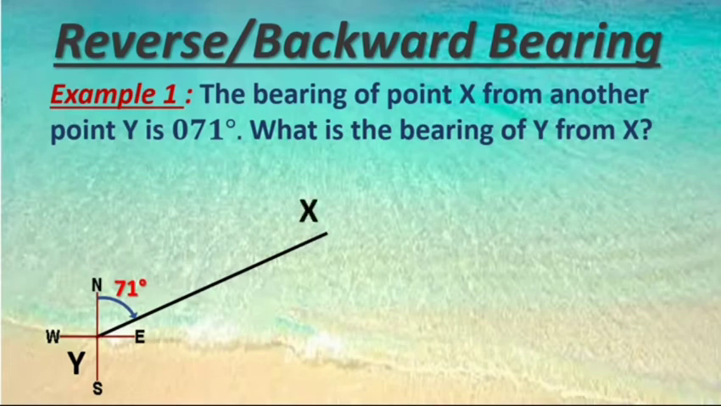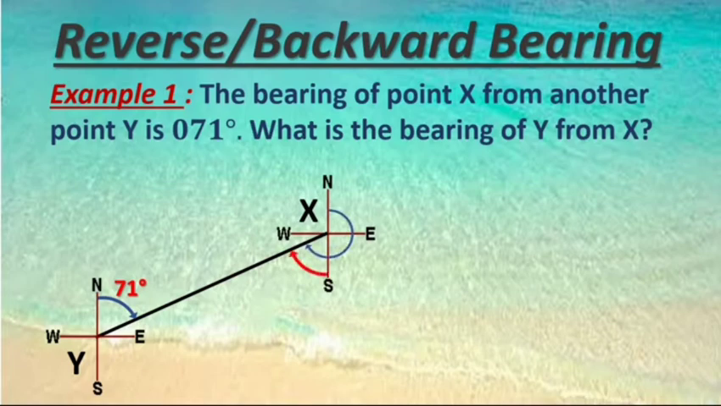Once I have the point X, I can go ahead to insert another cardinal point and find the reverse bearing. Now the reverse bearing once again starts from the north at point X and is counted in the clockwise direction. Now this should be the bearing of Y from X.